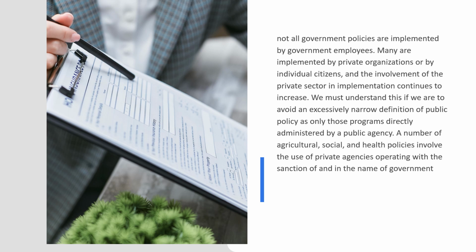Not all government policies are implemented by government employees. Many are implemented by private organizations or individual citizens, and the involvement of the private sector in implementation continues to increase. We must understand this if we are to avoid an excessively narrow definition of public policy as only those programs directly administered by public agencies. A number of agricultural, social, and health policies involve the use of private agency operators with the sanction of and in the name of government.